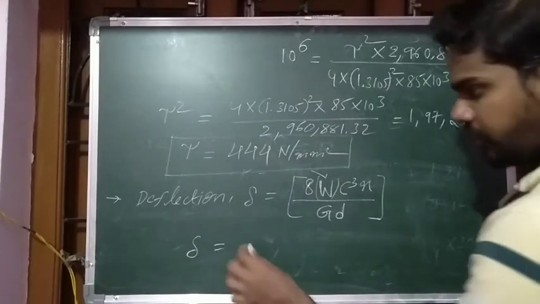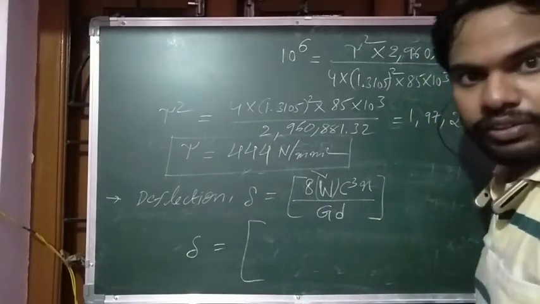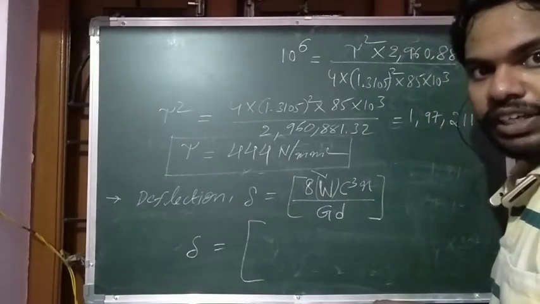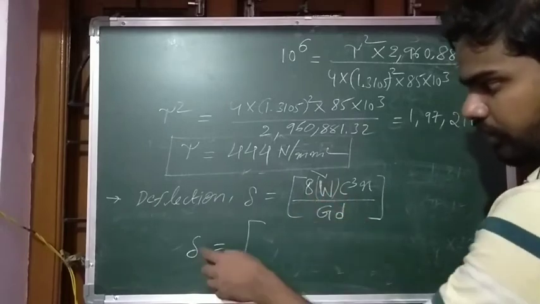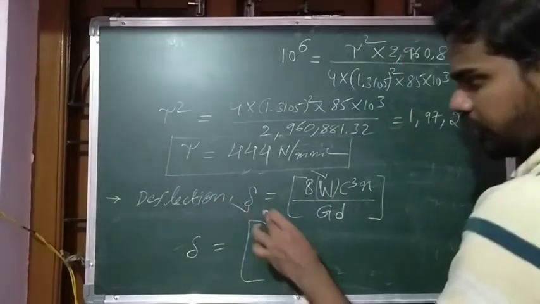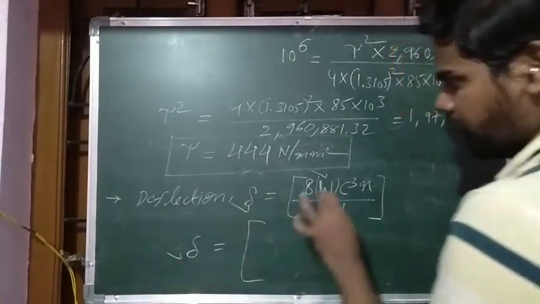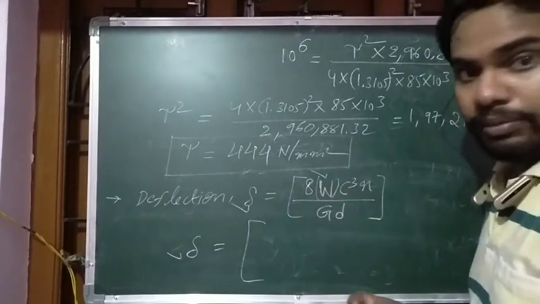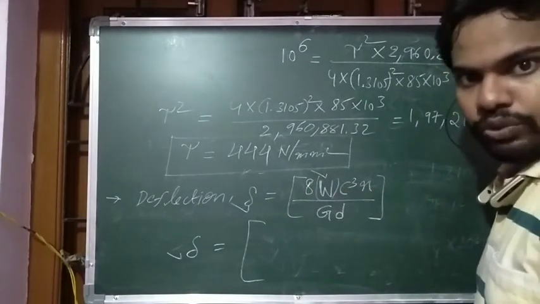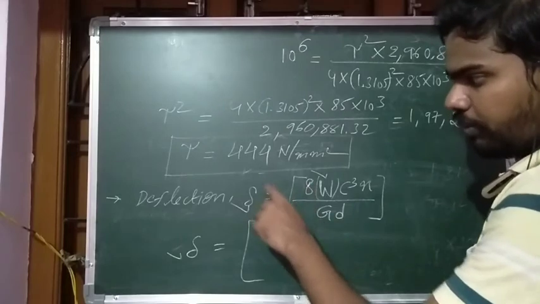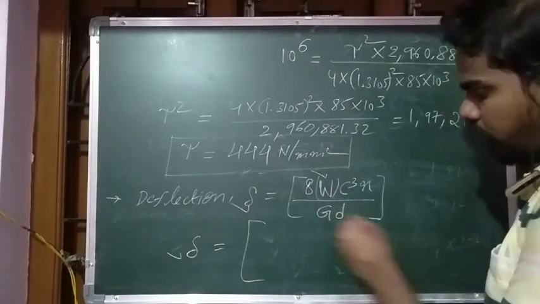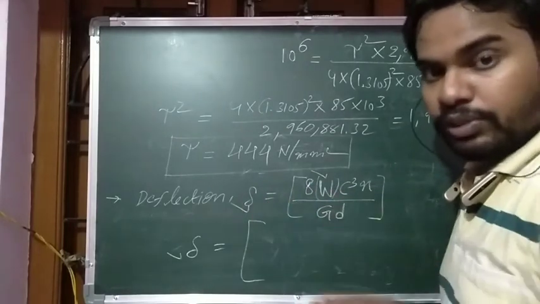Please rewind that video, I mean watch the video again. There is another expression for delta. Here we cannot use the general expression because W is not given in the question. We have two unknowns, and to get delta we need W. So let's see another expression, which we already derived.